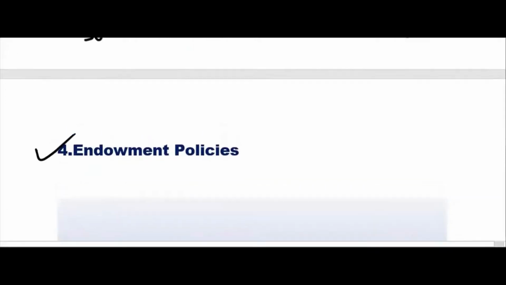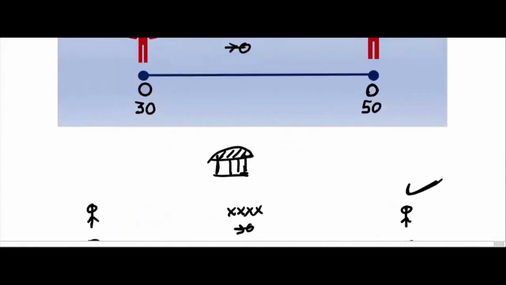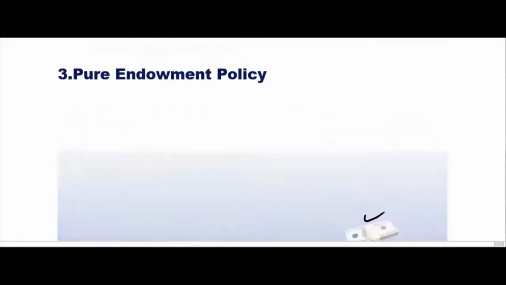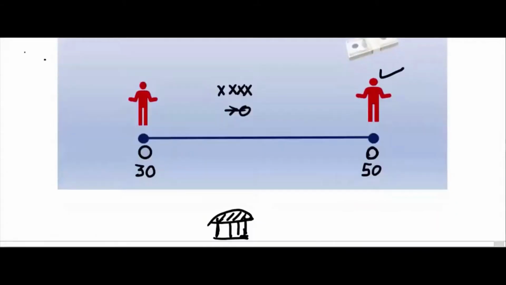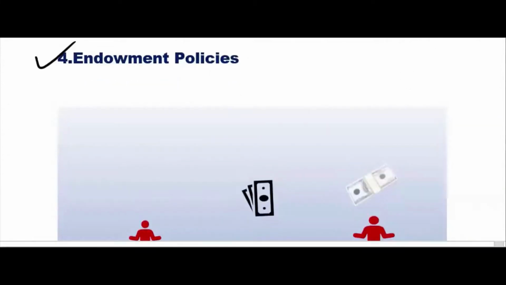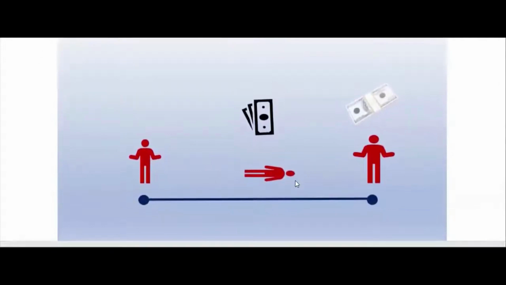But here we have another one, the pure endowment policy. When I say pure endowment, that is pure survival. That's why the word pure here. Pure means only survival benefit. Now, when we say endowment assurance policy, both are there. If the person dies, there is a benefit. If the person survives, then also there is a benefit.